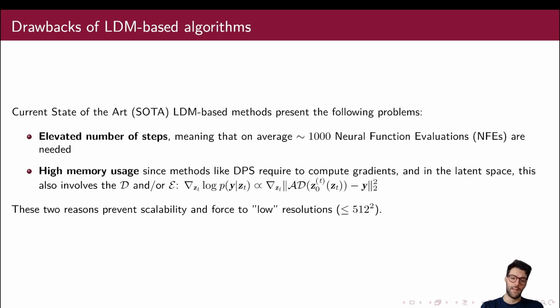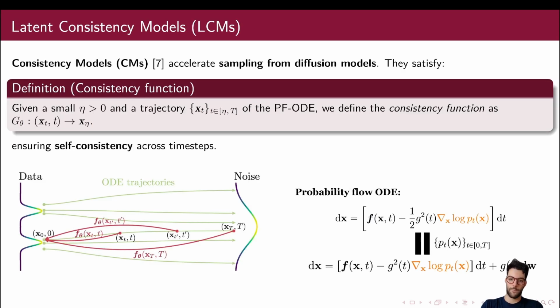The other drawback is that in methods like DPS and similar, we need to differentiate through the network. And if we are in a latent space, this means that we need to differentiate through both the decoder and the score network, and sometimes even the encoder, as the PSLD algorithm requires. These two things make these methods very heavy and slow, and we want to solve these problems.